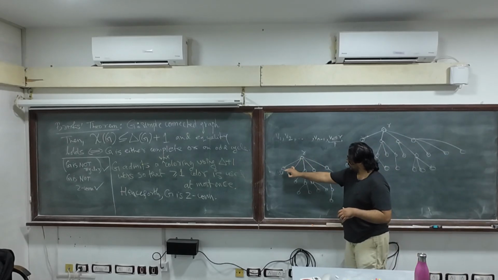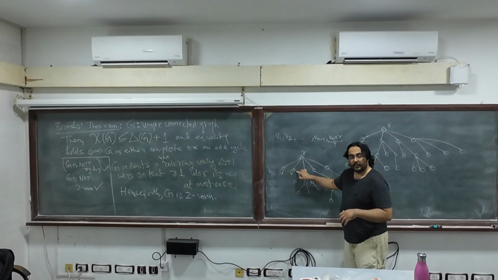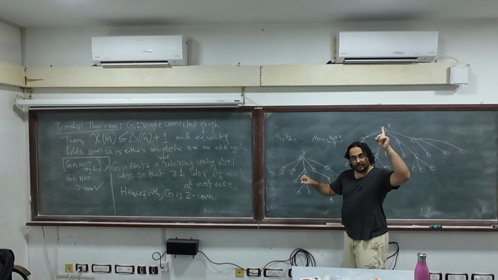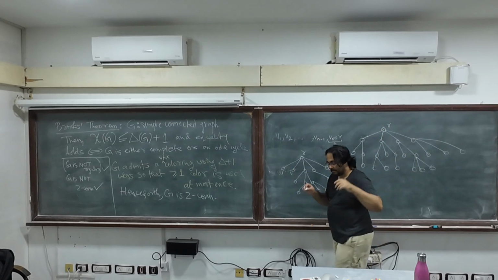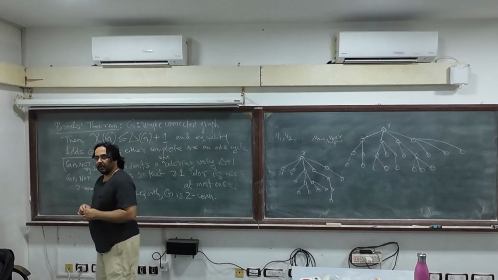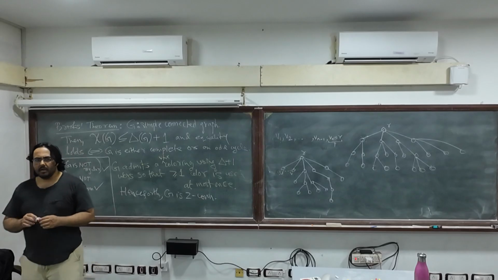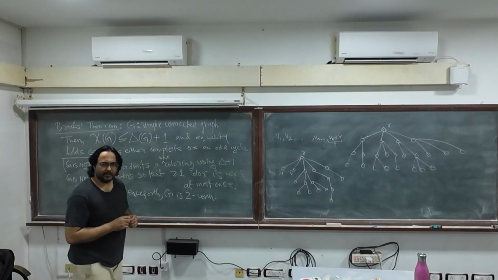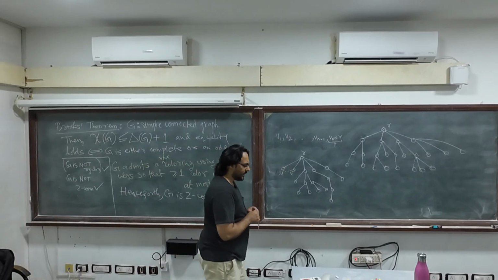There are two neighbors of this root, they are actually leaves in the tree, U and B. They are not adjacent in G. That's it. If such a tree exists, then I'm done. When would such a tree exist? When would such a spanning tree exist in the graph?